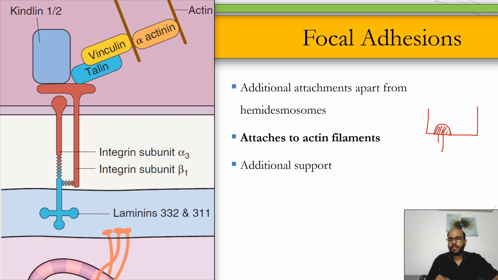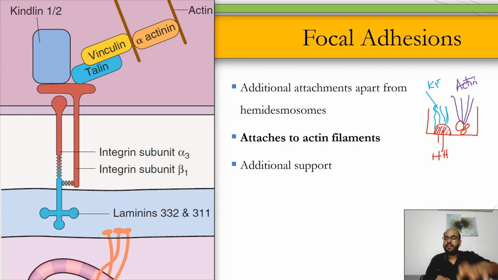And this hemidesmosome will attach to the laminins. Clear? There are structures, mainly Kindlin 1 and 2, vinculin, talin, which attach to actin filaments. Okay, so this purple one are actin filaments. Clear? While the blue one are keratin filaments. So keratin filaments attach to hemidesmosomes. Actin filaments attach to focal adhesions. Clear? Am I clear on that?